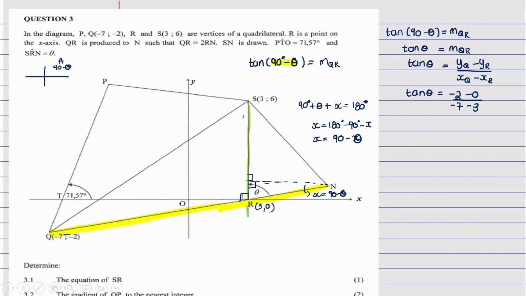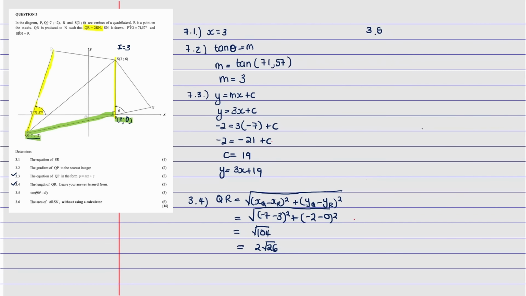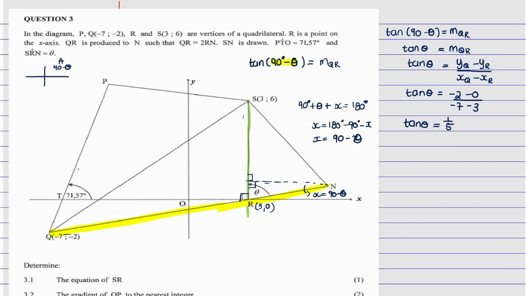So it's going to be -2 minus 0. Punch that into the calculator: -7 minus 3, which is going to give me that tan theta is basically equal to 1/5, right? So let's go back and check what they want. They just want tan theta, right? We're not solving for theta here. So we need to just give it its value, which is exactly this value: tan theta is equal to 1/5, right?